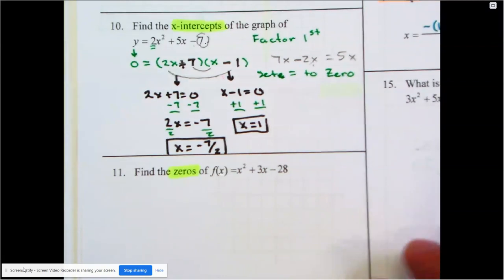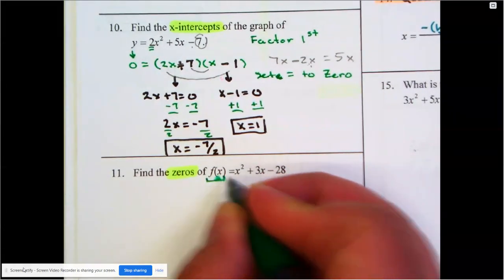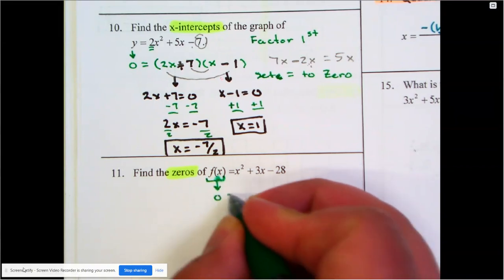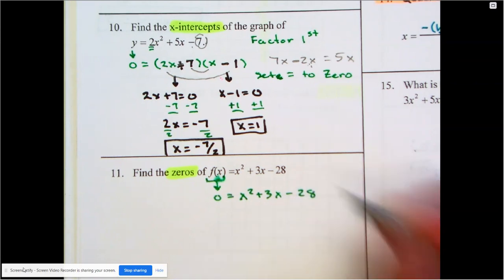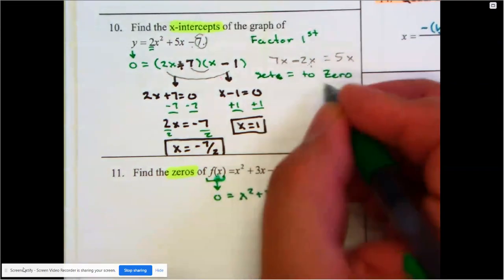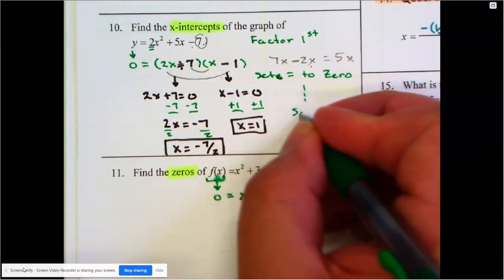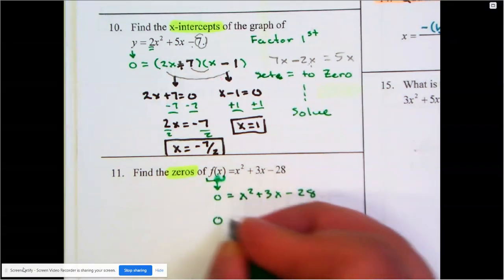All right, and number 11. We said it's the same thing. If you're going to find zeros, then I'm going to set this equal to 0. And it's x squared plus 3x minus 28. Well, I'm going to factor. And I forgot to say we set it equal to 0. And then we just solve. Okay, there's the 0. Well, now I need to factor this.